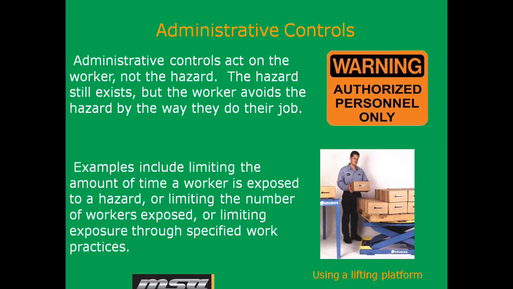Then we get into the administrative controls, which I spoke of earlier. It could be the training, the way the worker is trained on how to do that job, or it could be through safe work practices or procedures. So the administrative control acts on the worker, not the hazard. The hazard is still there, but the worker avoids the hazard by the way they do their job. So by various training or safe work procedures, through safety toolbox talks or meetings, they could have examples of administrative controls of learning how to do that job safely.